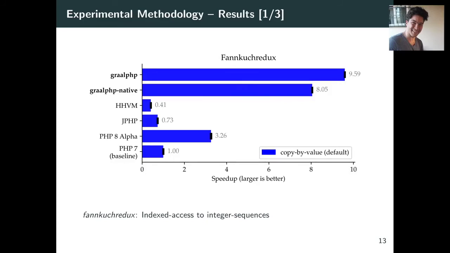So in Fannkuch Redux now we see a peak performance speedup of 859%, or 9.58x, compared to PHP's reference implementation.